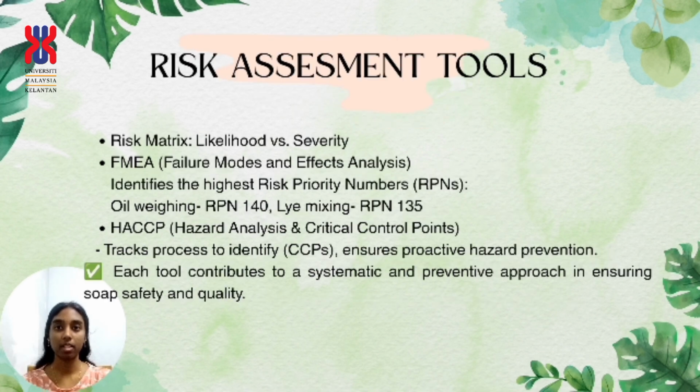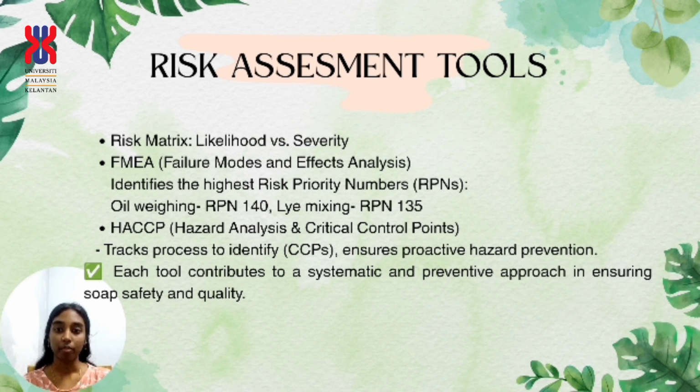So, to manage this risk, we apply risk assessment tools. First, the risk matrix helps us categorize each hazard based on its likelihood and severity. This visual method makes it easy to prioritize the issues. Secondly, the failure modes and effects analysis. It identifies the highest risk priority numbers for each process. The two highest RPNs are oil weighing with 140 and lye mixing 435.